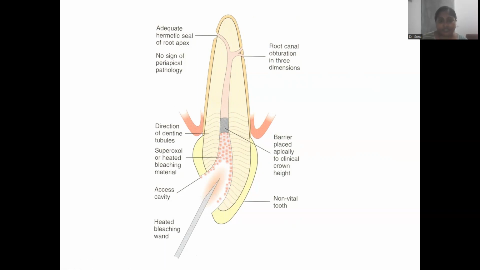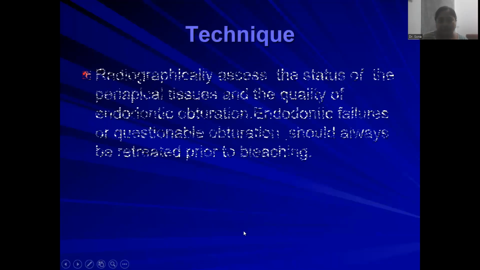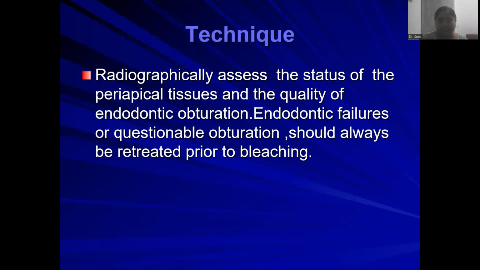I guess with the schematic picture it is very clear, and we can understand non-vital bleaching. In vital bleaching, we are not going inside the canal. Vital bleaching is always done on the labial and lingual side, the exterior surface of the tooth. Whereas here we are doing it inside the tooth, in the access cavity. That's why it's otherwise called intracoronal bleaching. Now we'll see the technique clinically.